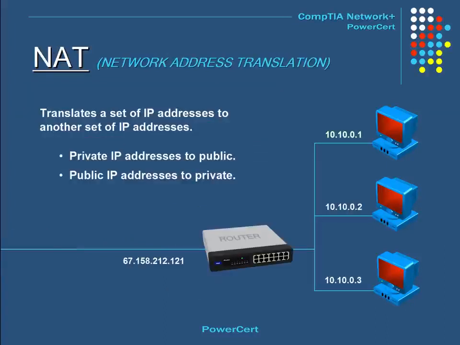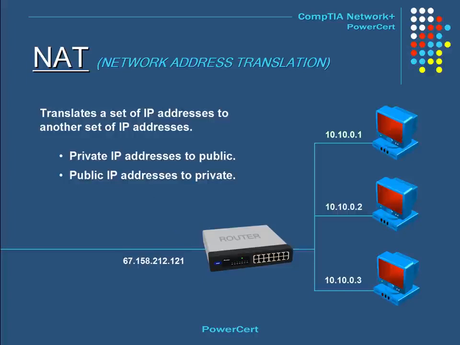This is called Network Address Translation, or NAT. And this is a service that is typically used in routers. And this is used to translate a set of IP addresses to another set of IP addresses. So for example, here we have a private network, and it's using a set of private IP addresses internally. Over here we have the router with its public IP address. And this router is running the NAT service.